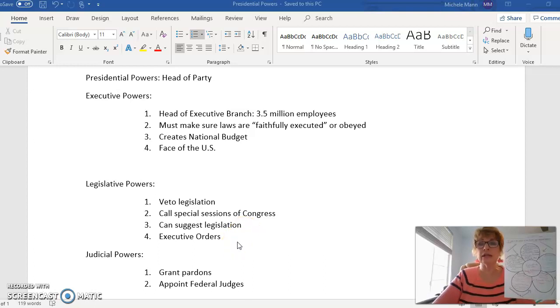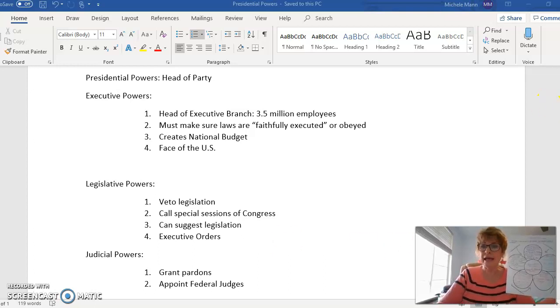Also, he can make executive orders. These have the force of law for the 3.5 million employees that he has. Those people must obey those executive orders. And in times of war or times of emergency, for instance, right now, during this outbreak of the coronavirus, he can make executive orders that we would have to live with. So far, the federal government has made suggestions about what we should be doing, and then the states have made decisions about how we're going to act during this. But he could actually do that, and it would have the force of law.